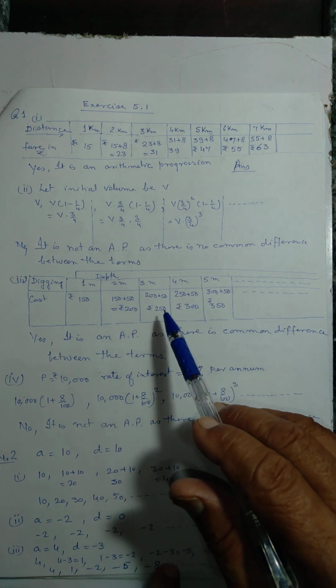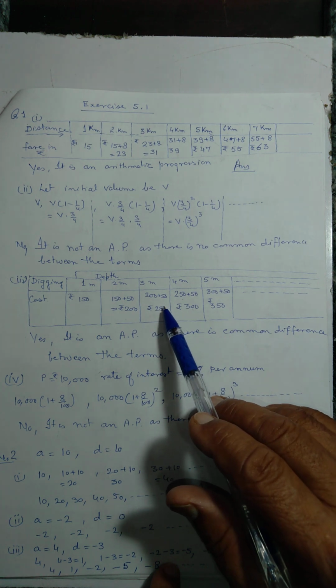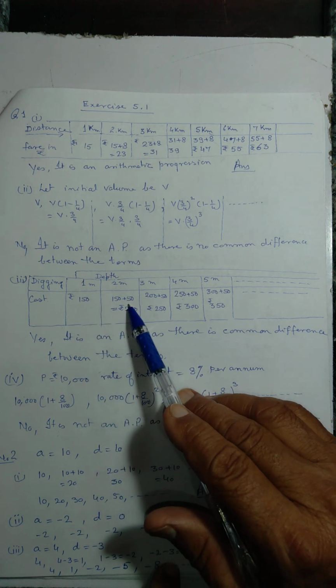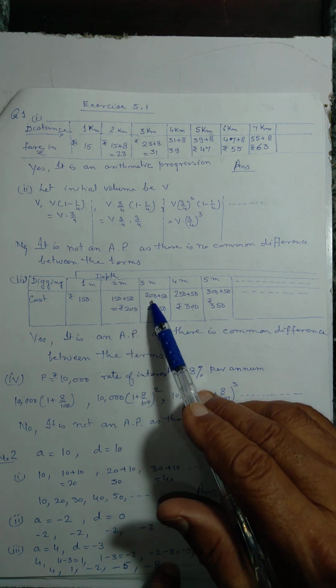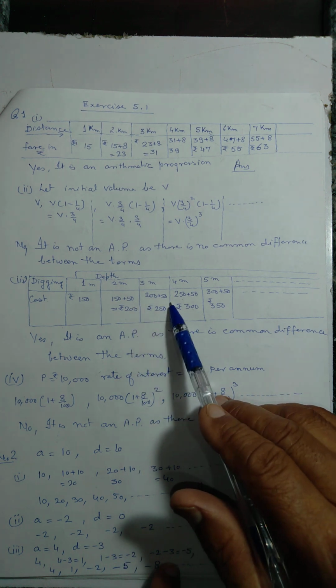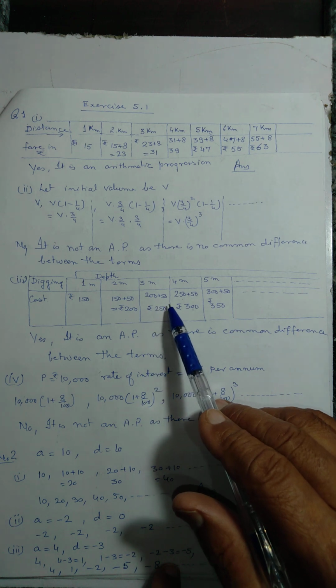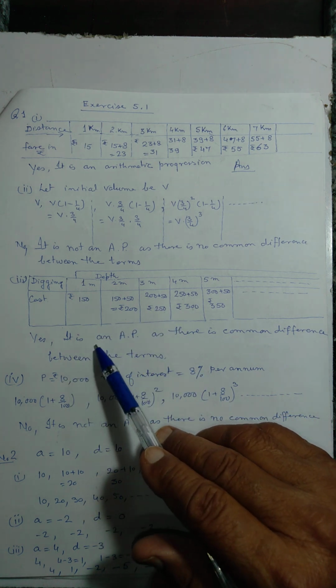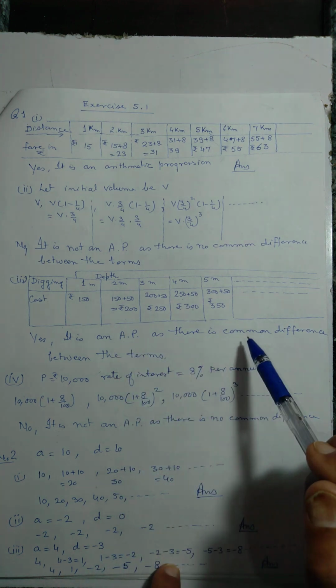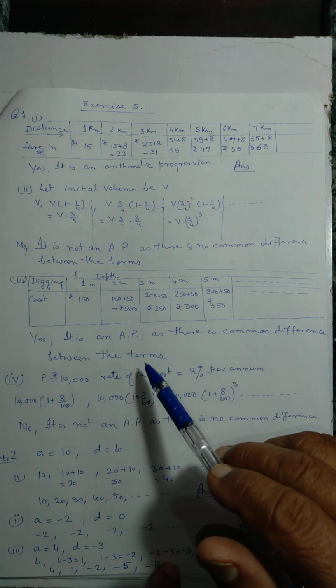Means on preceding terms a constant, fixed number, that is 50 here, is being added. So the common difference will be 50. Yes, it is an arithmetic progression, as there is a common difference between the terms.